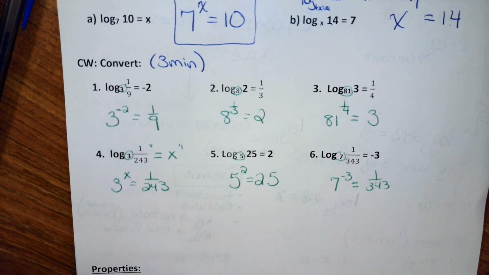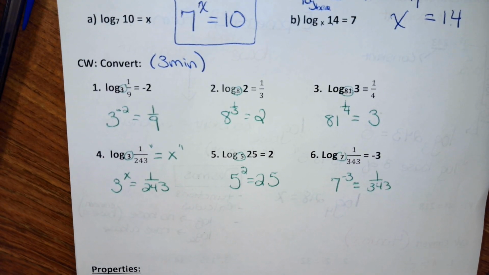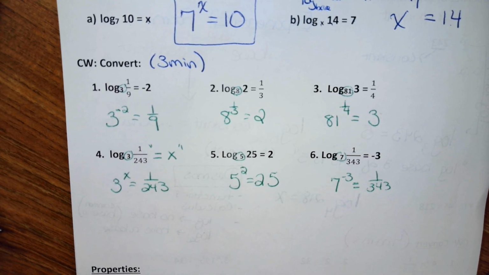So conversions are pretty easy. It's just remembering where each part lays. Where's the base? Where's the constant? Where's the exponent? Okay, and that's all there is to conversions. Pretty simple. The next thing that we're going to look at are properties.